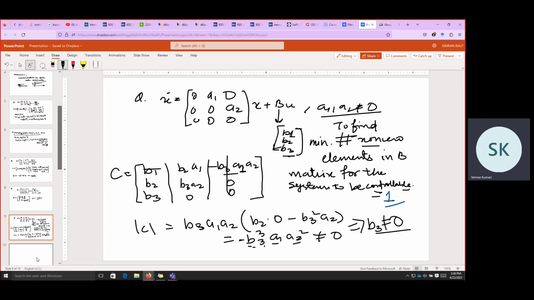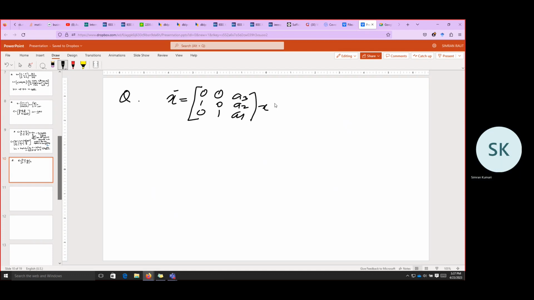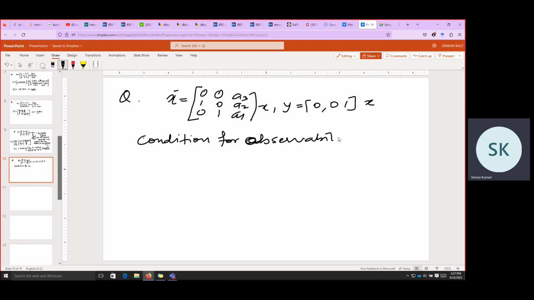Now, based on the earlier question, we have the system x dot equal to 0, 1, 0; 0, 0, 1; A3, A2, A1, x, and y equal to 0, 0, 1, x. So it is asked, the condition for observability.